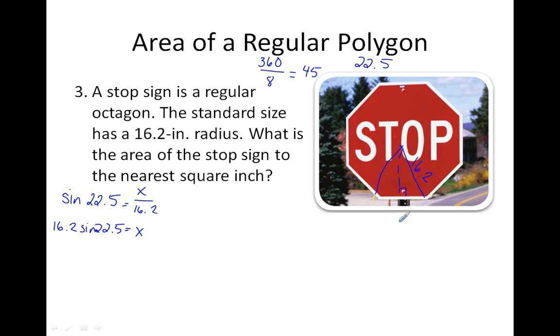Now keep in mind, x is this distance here. So the whole side length is 2 of those, or 2x. And the perimeter would be that times the number of sides, or 8. So we need to keep that in mind when we go into our formula. To find the length of the apothem, which I'm going to call a, we're going to use cosine.